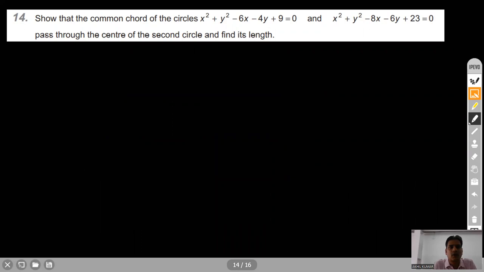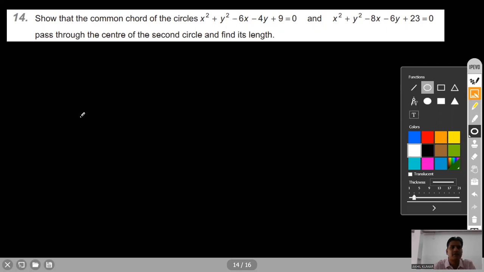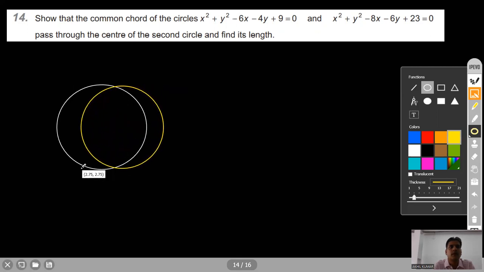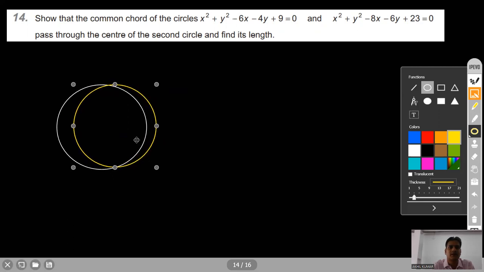Now it is saying that the common chord of the circles this and this passes through the center of the second circle, and find its length. Passes through the center of the second circle, right? So let me draw it. Let me draw another circle. It is saying that the common chord of the circles this and this passes through the center of the second circle. Okay, so like if I join the common point, the next point of intersection, okay.